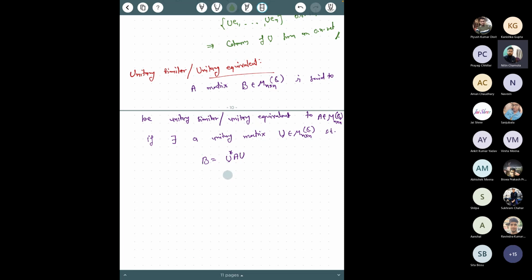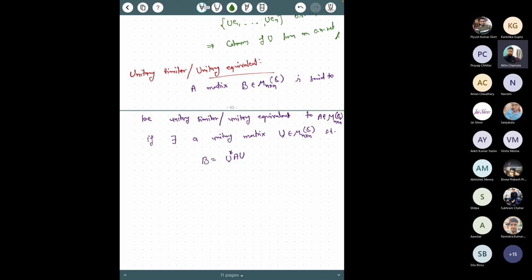So if there exists a unitary matrix U such that U star AU is equal to B, then we say that A and B are unitary similar. So you see here, whatever properties similar matrices enjoy, the same properties are also enjoyed by unitary similar matrices. Not only that, in addition we also have something extra because now they are not only similar, they are unitary similar. So you can also take advantage of the fact that U is unitary.